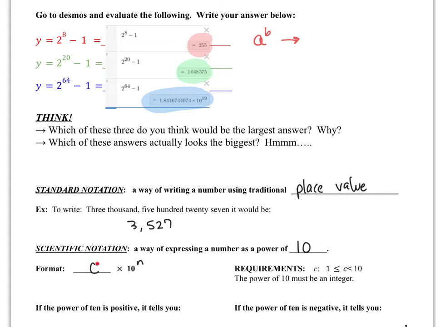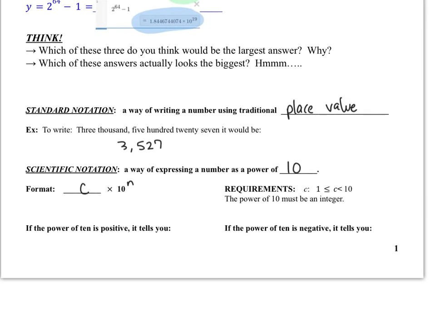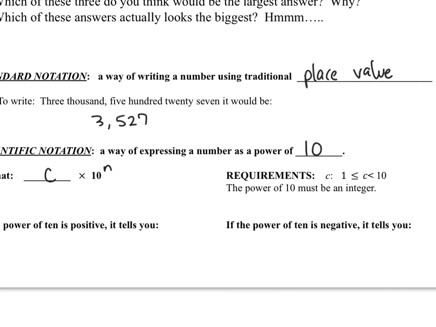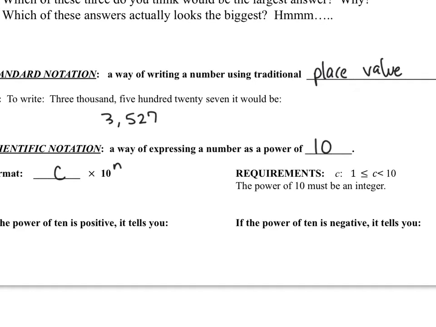I like to think of C as my stem number. It's always going to have a power of 10, and then n is going to be my exponent. And this x right here means times. It's not a variable. Some of my requirements are that this C number has to be between 1 and 10, but according to this inequality, it can equal 1, but it cannot equal 10. And that n, which is my power of 10, must be an integer. So this means it can be positive and negative, but it can't be a fraction or a decimal.